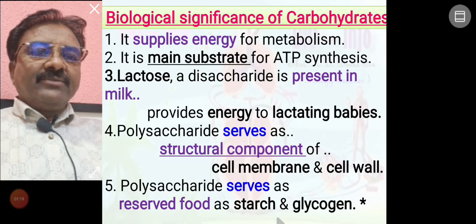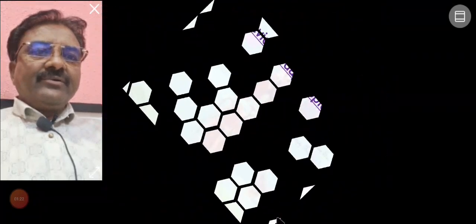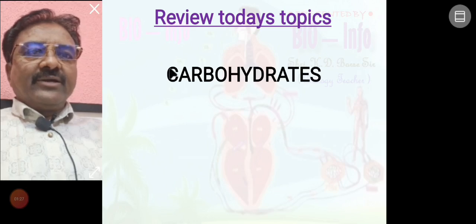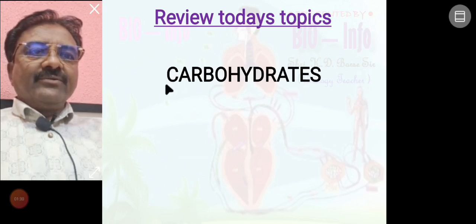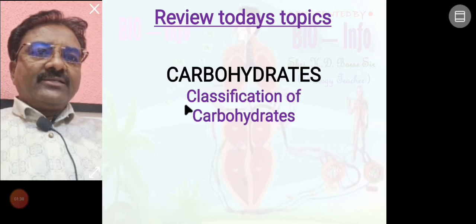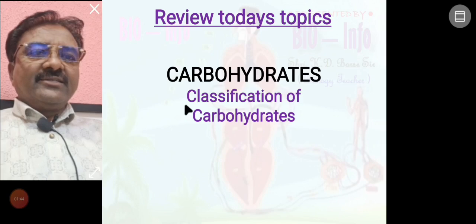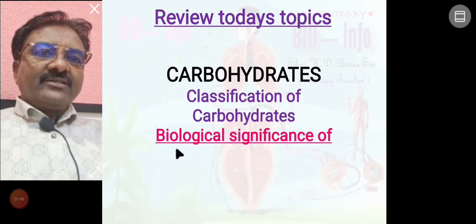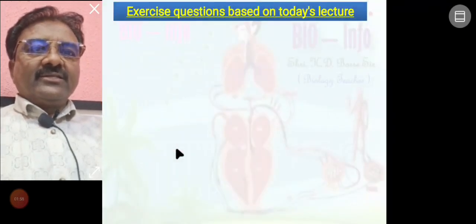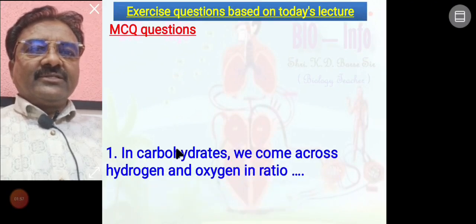Today's lecture is completed. Let us review today's lecture topics. We learned carbohydrate is one of the biomolecules. On classification of carbohydrate, you know there are three types: monosaccharide, disaccharide and polysaccharide. We also discussed in detail the biological significance of carbohydrate. On the basis of today's lecture, some exercise questions are noted here, MCQ questions.